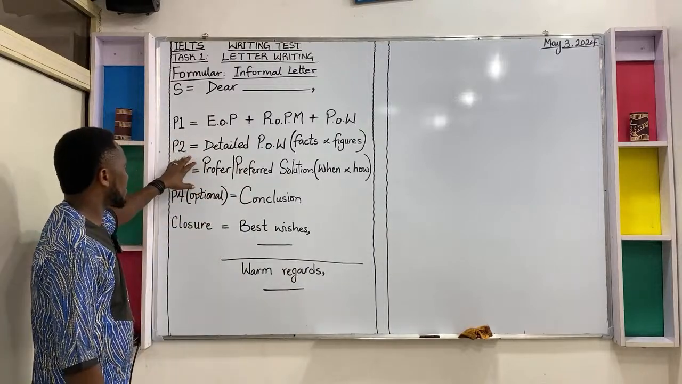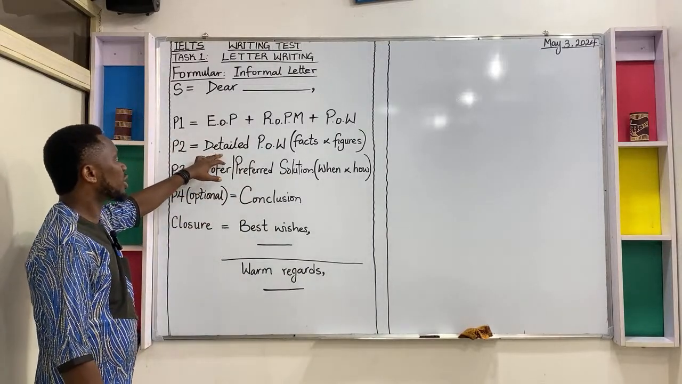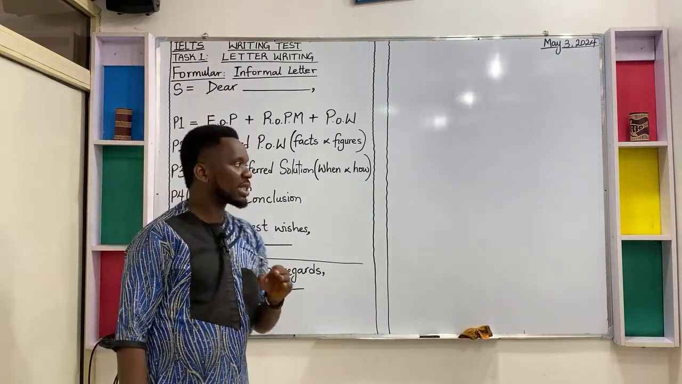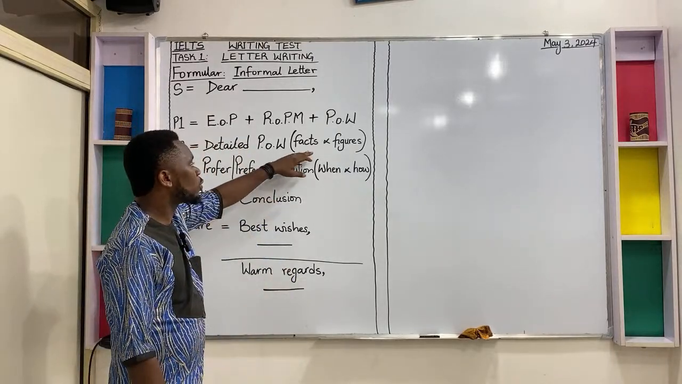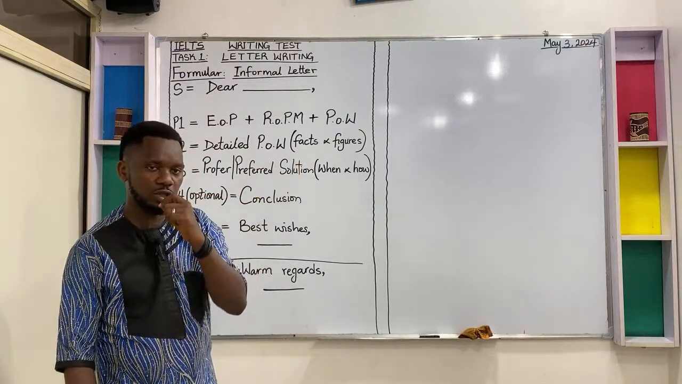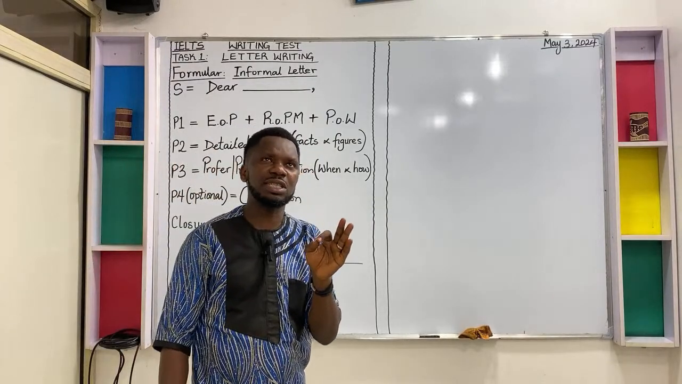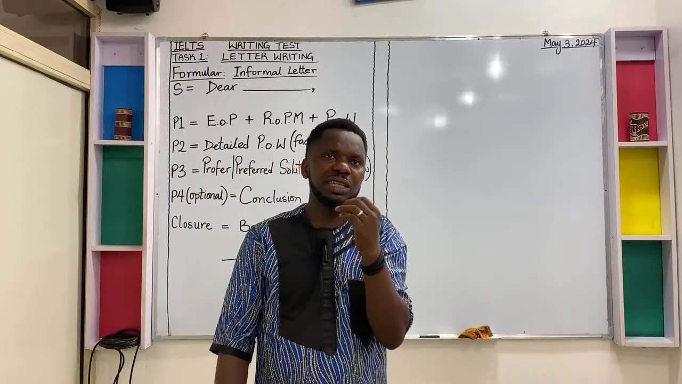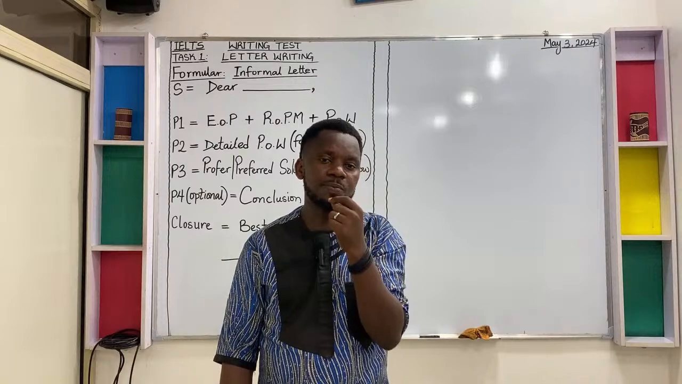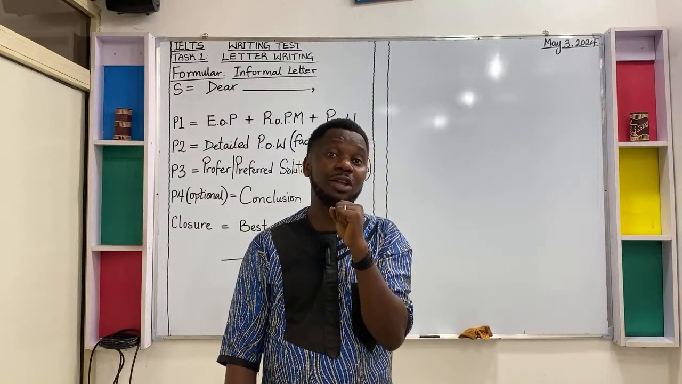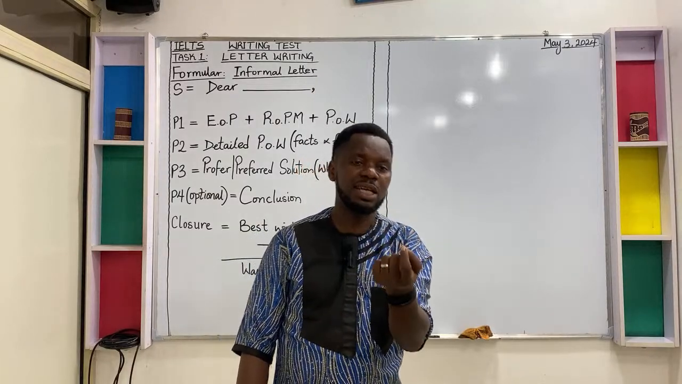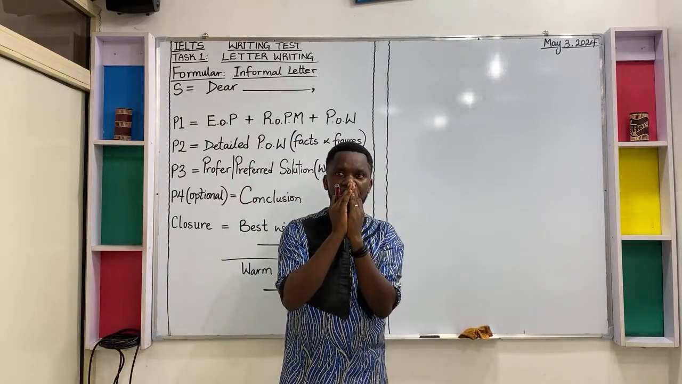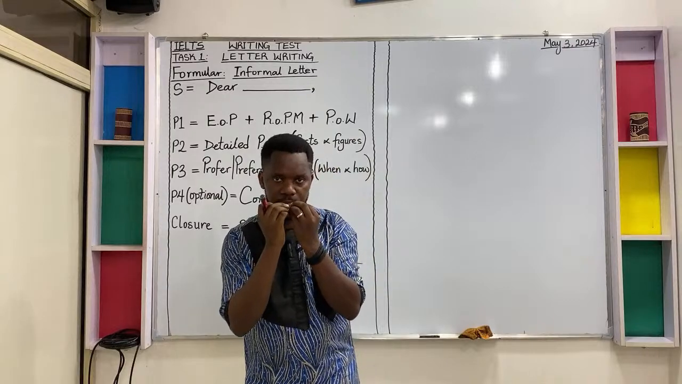Then after that, you talk about your detailed purpose of writing. Okay? Your detailed purpose of writing should come with some facts and figures. Now, facts and figures in this context is all about giving dates, data, information. They are not actually facts per se, but they make your writing, in a way, appear to be fact-like.